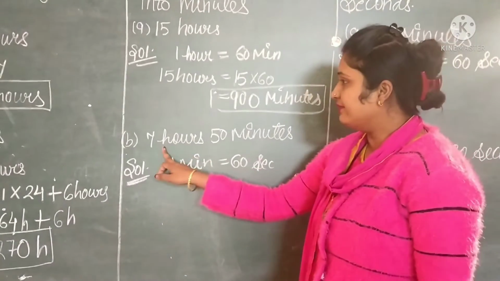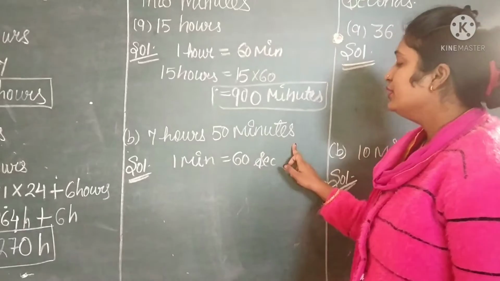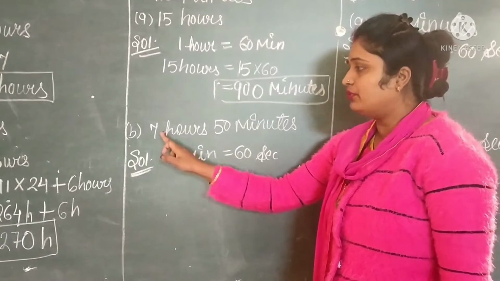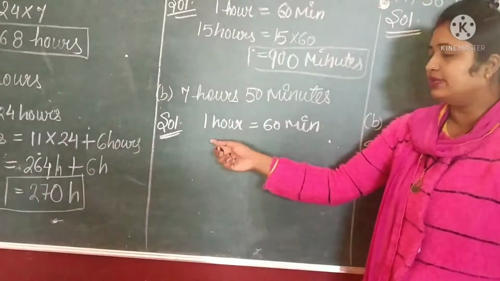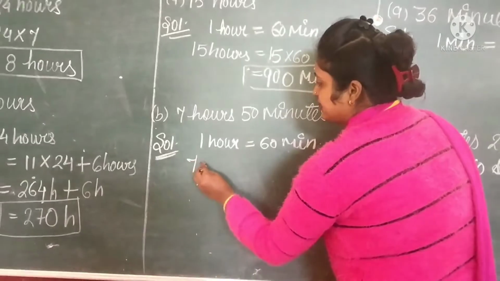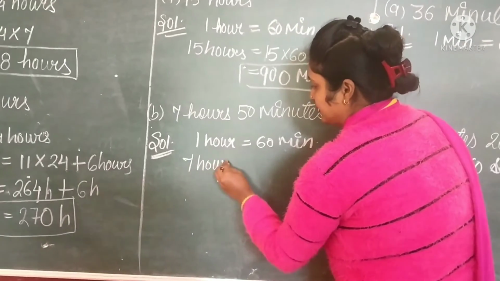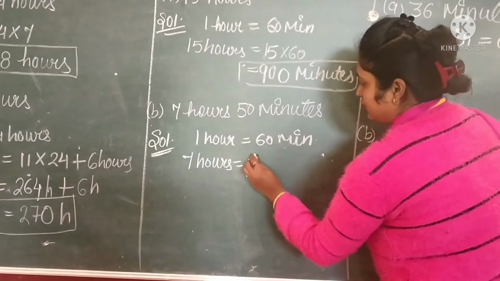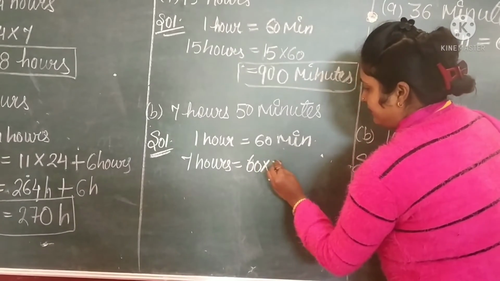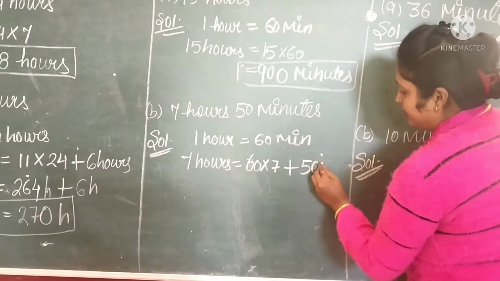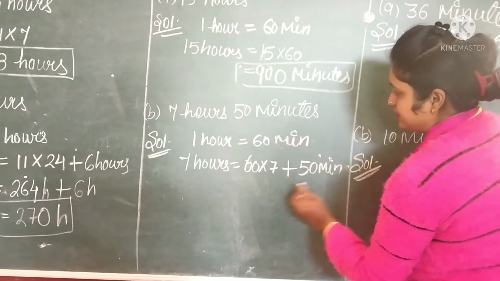Next question is 7 hours 50 minutes. So here 50 is already in minutes, so we have to convert only 7 hours into minutes. Then 1 hour equals 60 minutes. So first we convert 7 hours into minutes. So 60 multiplied by 7 plus 50 already in minutes. So we write here 50 minutes.